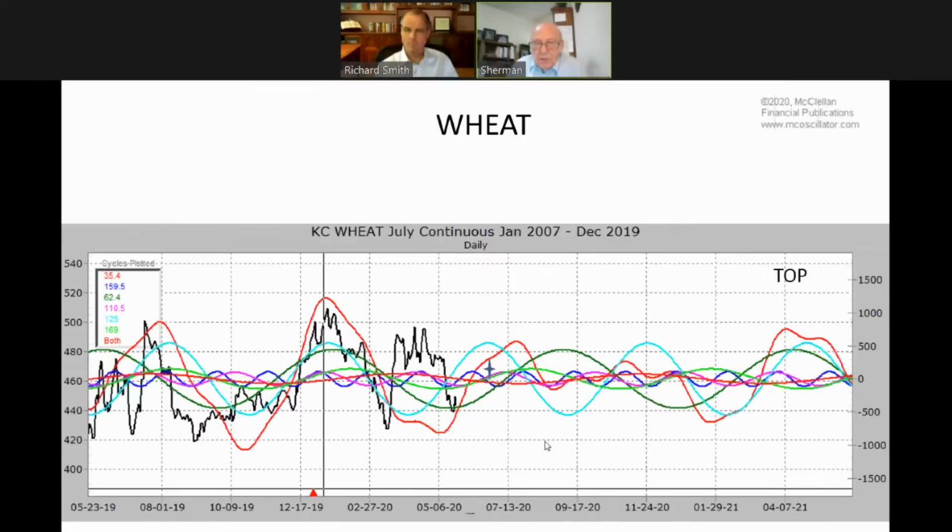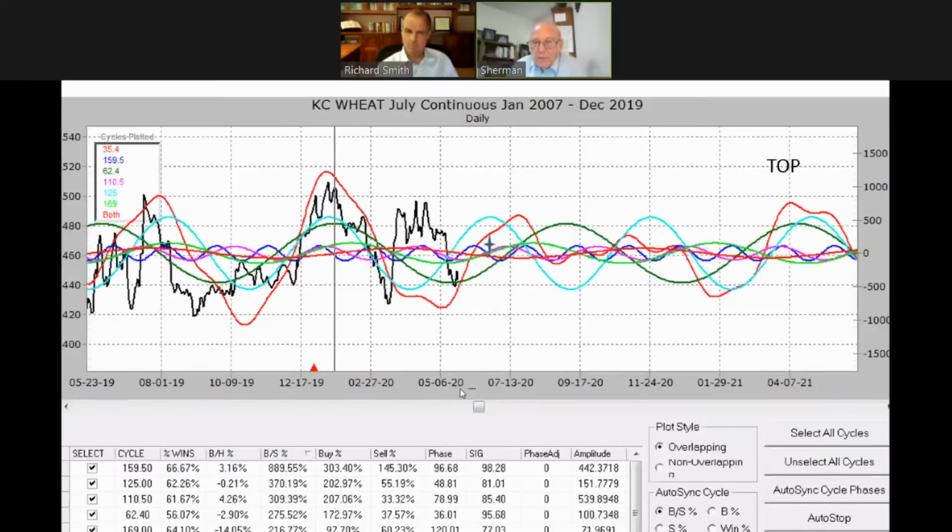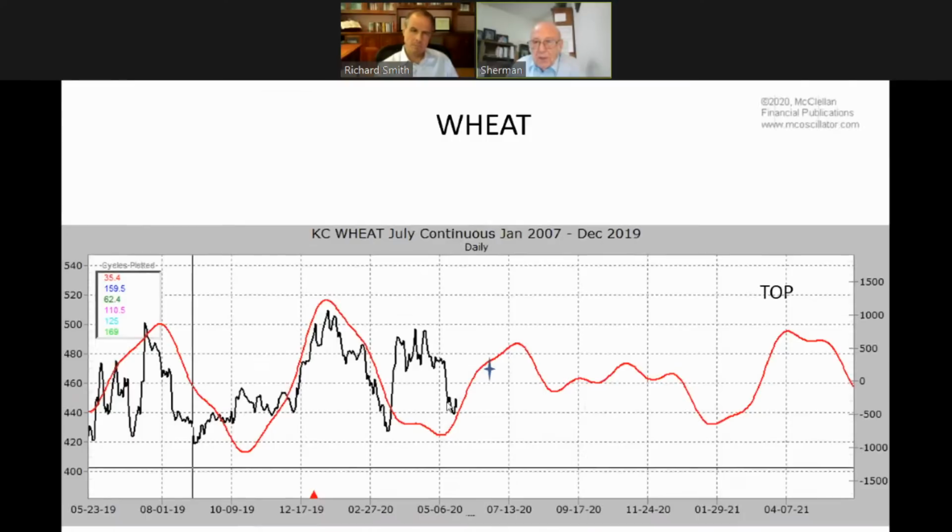This is Kansas City wheat, because that's the wheat we follow. And you can see the cycles were pretty good for the top over here. The advance into a top here, and it did honor this bottom and is back increasing. There are the cycles that were used. And this is what the synthesis looks like.